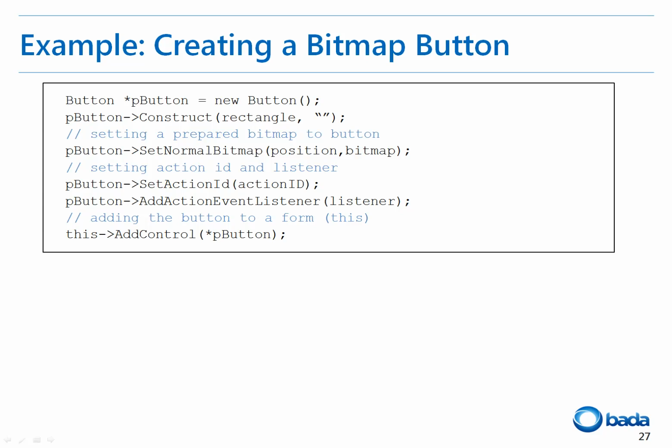The action ID is the value passed to the button click event. Add action event listener adds the listener object as a listener and passes the button click event to it. Finally, the button is added to its parent using add control.